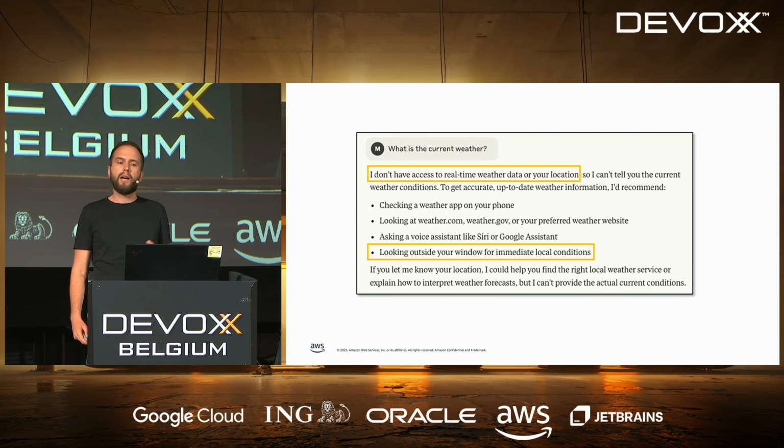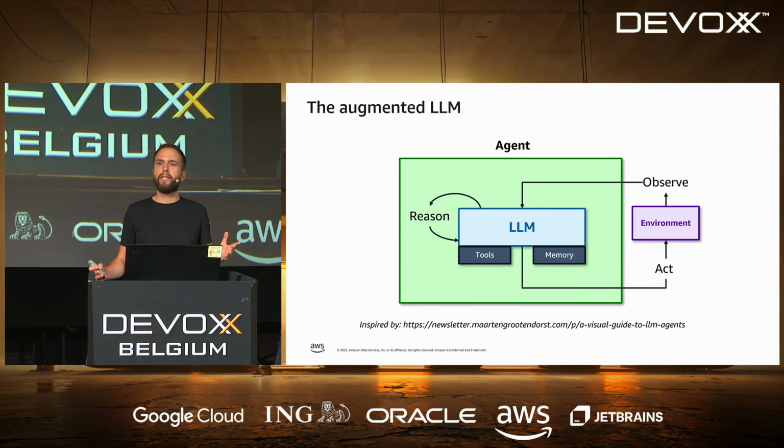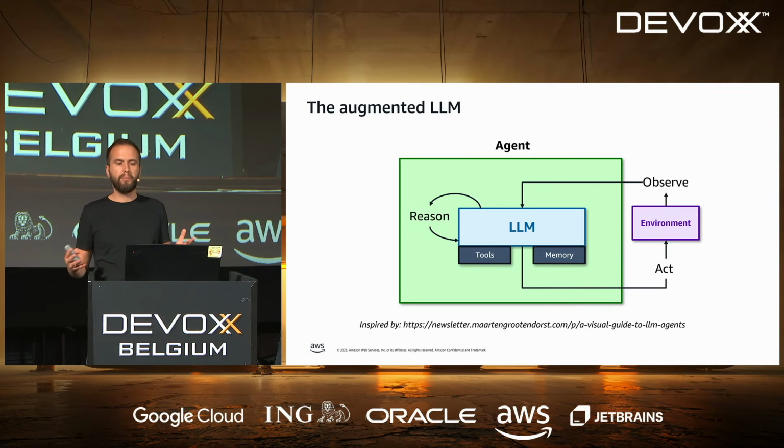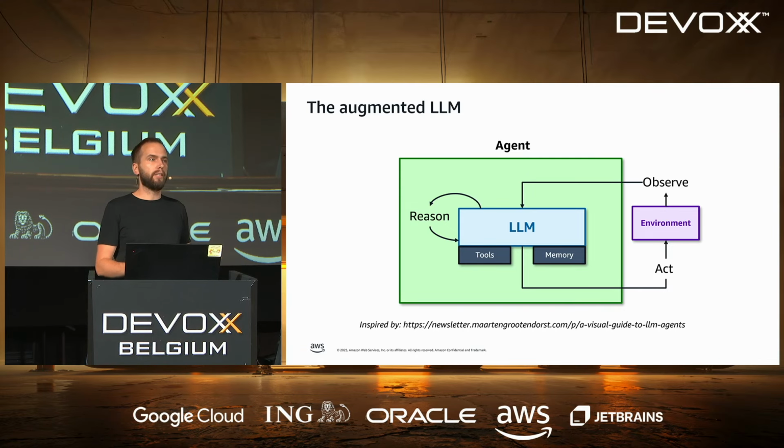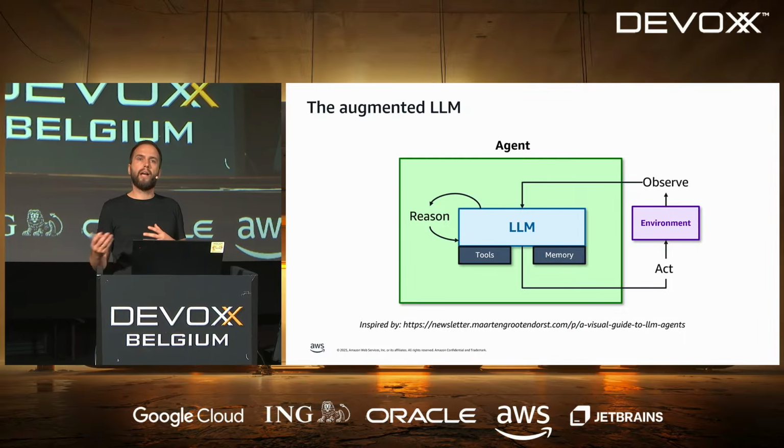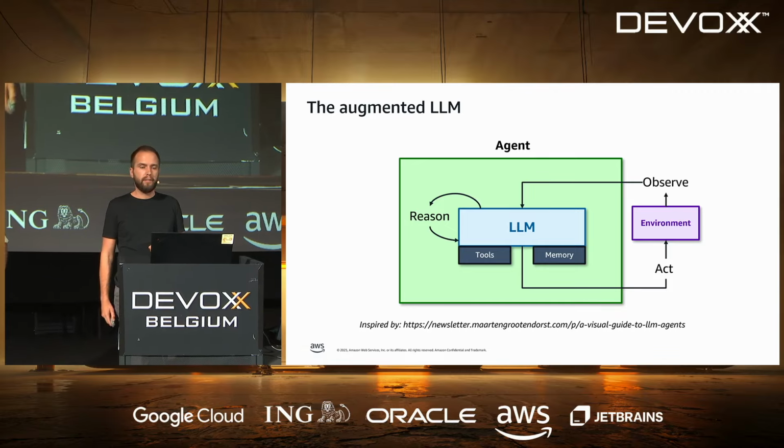So what do we do? We started augmenting our LLM-based applications. We provided additional capabilities. We give them tools, we give them memory, and then the LLMs themselves also evolved. So we have reasoning capabilities. And with all those capabilities together, we can now act and observe our environment.